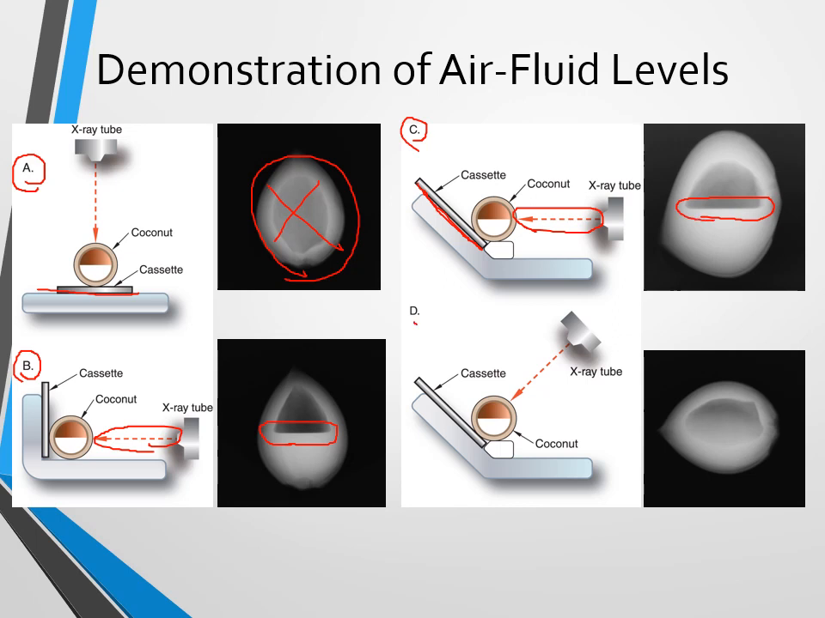In option D, we're looking at having the cassette lying more in a semi-Fowler's position as in C, except we directed the X-ray beam perpendicular to the image receptor, and we lost our air fluid levels here. So the moral of the story is we have to have a horizontal beam, as we do in B and C, in order to see air fluid levels.